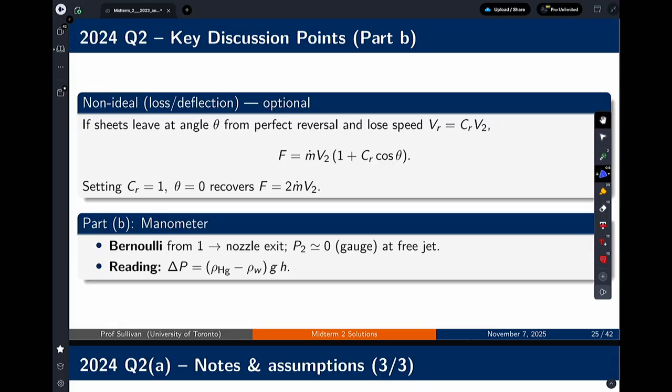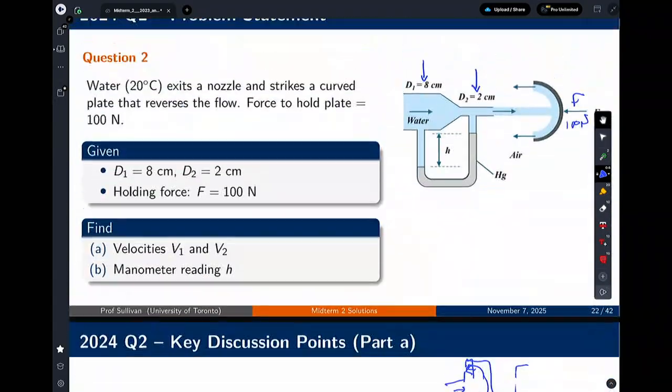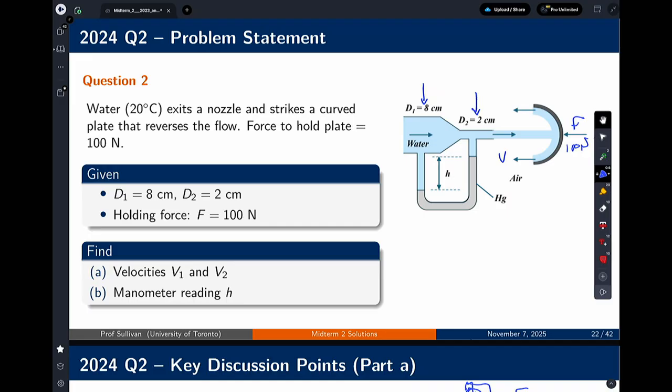Question? Sorry, what was VR? VR is the reversing flow. So VR, V1, so 1 minus alpha, alpha, VR.